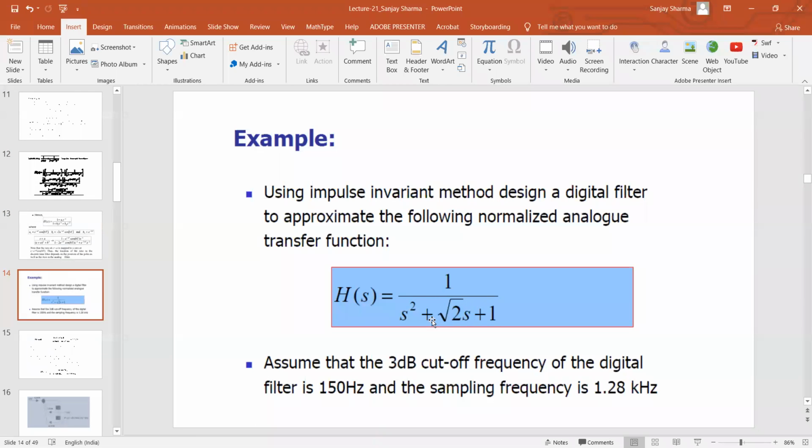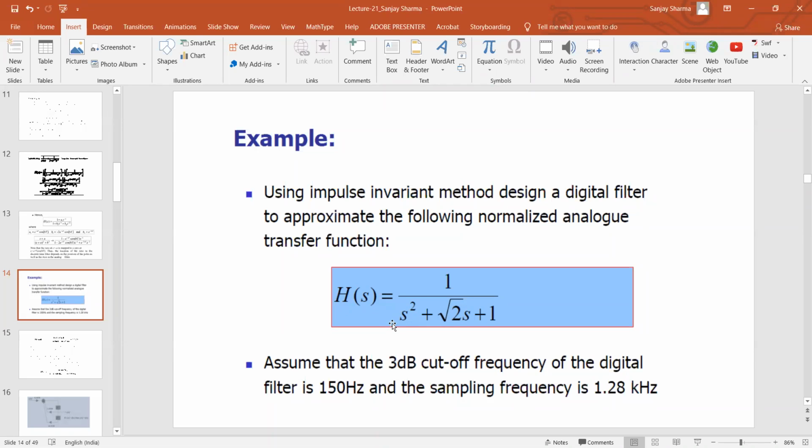You are given a normalized transfer function. You will have to denormalize it by replacing every s with s by omega c, and then use the partial fractions and the impulse invariant transformation to obtain the digital filter. All right, but in this example there is an additional thing you are being told here. What is the additional thing? Now any system can have a large DC gain. Now what is the DC gain?